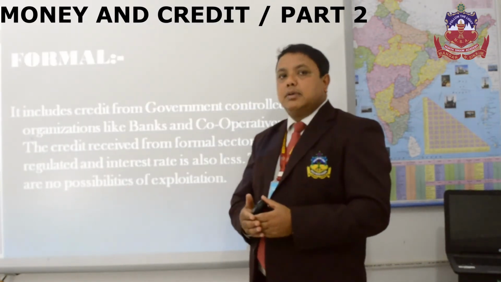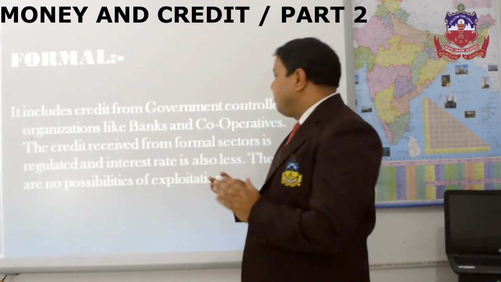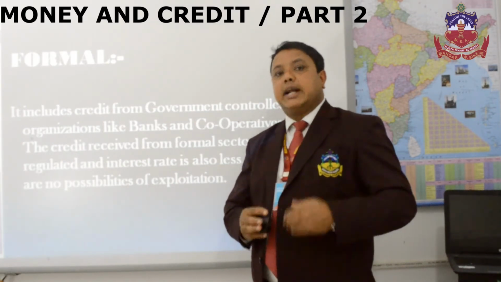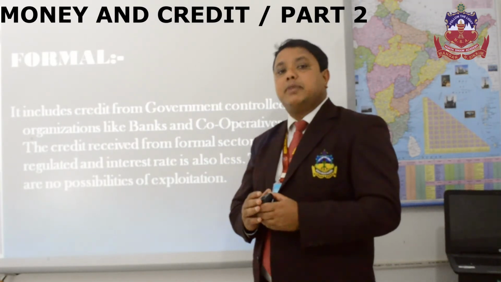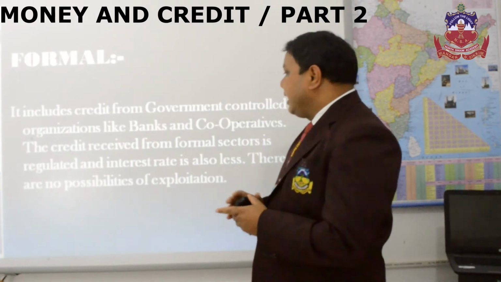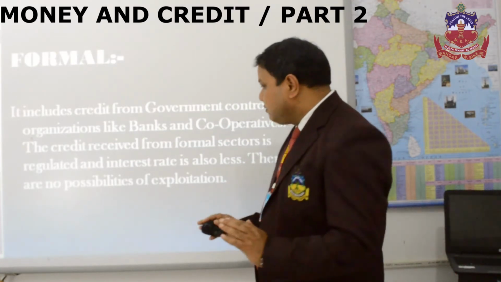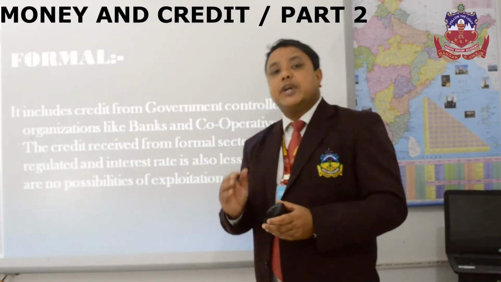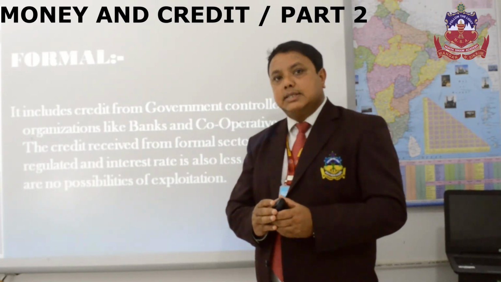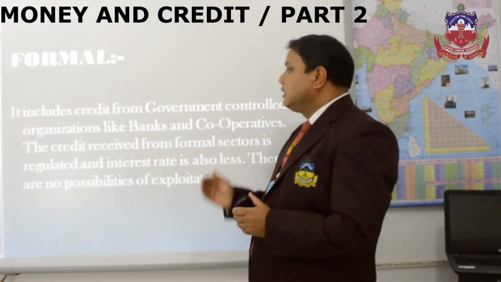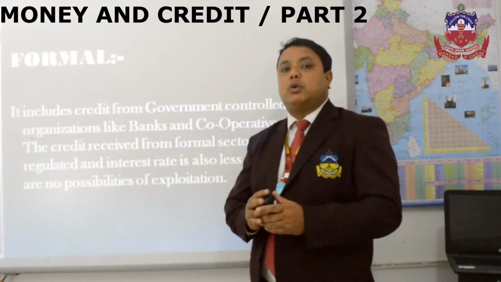Formal sector credit, as I say, includes credit from government controlled organizations like banks and cooperatives. That means they are regulated by the government. The credit received from the formal sector is under the control of the government, and there is completely no chance of exploitation here. The interest rate taken from formal sector credit is also very low. Hence, the credit which is taken from banks or from cooperatives which are under the regulation of the government is better for the borrowers.